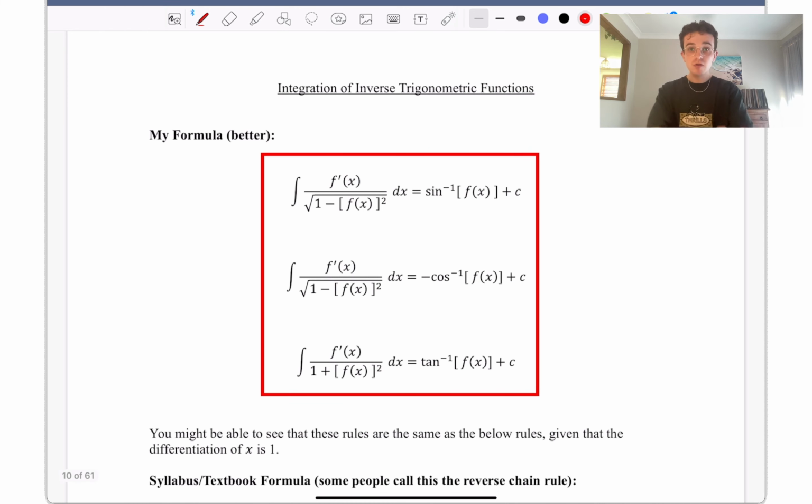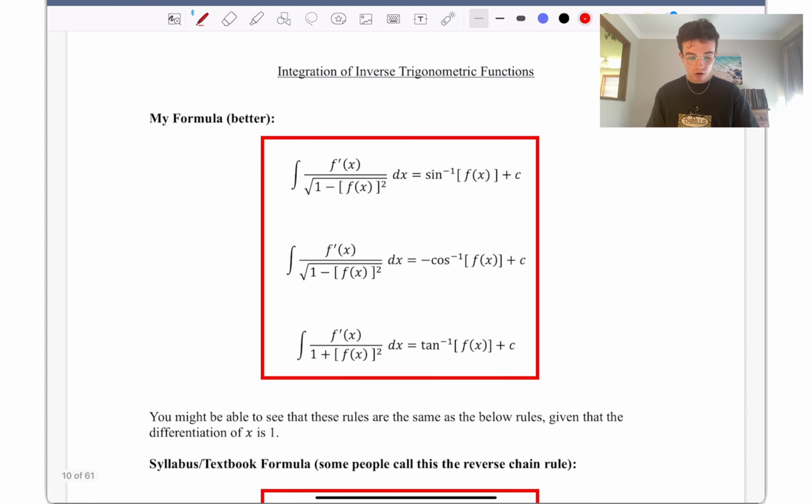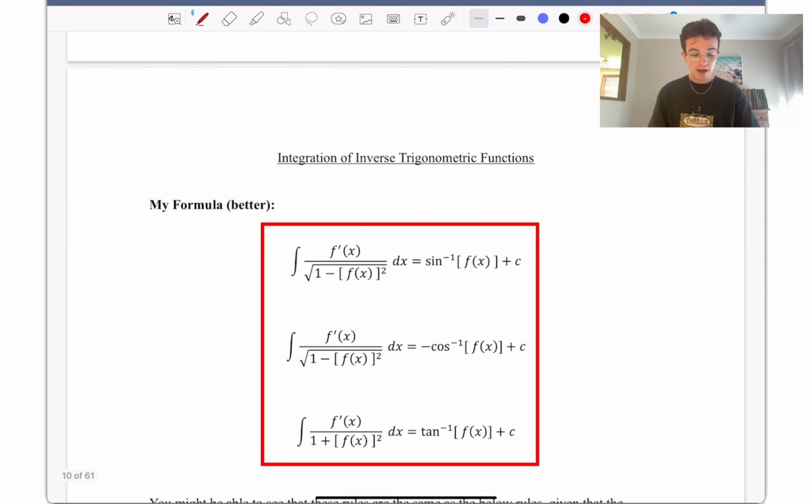Now, there's a couple of formulas. I'm not going to prove any of them to you. Really, they're just the opposite of our differentiation formulas. Now, these are the formulas I learnt when I was in school, and these are the ones I'm going to use. I prefer them much more over the ones that are in the textbook and in the reference sheet. So we've got first of all these ones.